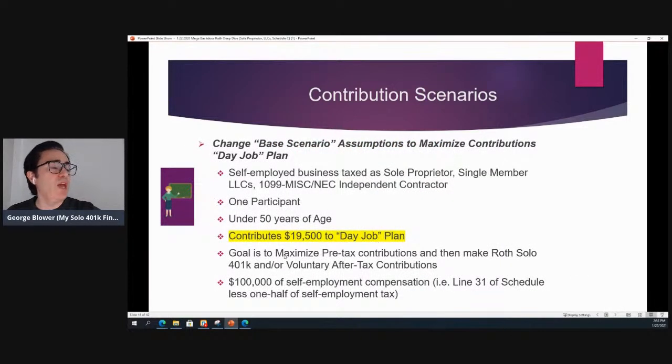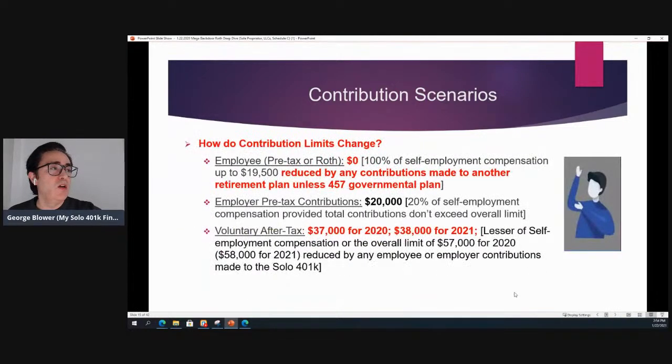Now let's go back to the base, but now let's change something else. Let's change the scenario to this person contributes $19,500 to their day job plan, and let's see what happens. So in this situation, they've already maxed out their employee contribution bucket. They filled it up at their day job. Let's say they were trying to get a match from their employer plan. So they cannot make any more employee contributions to the solo. This person has $100,000 of self-employment compensation. They still want to maximize the pre-tax first.